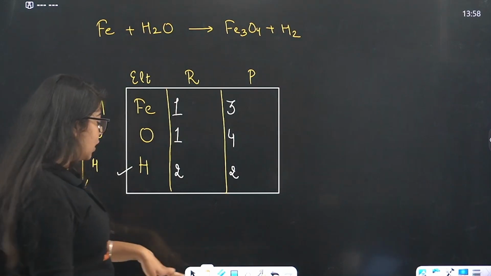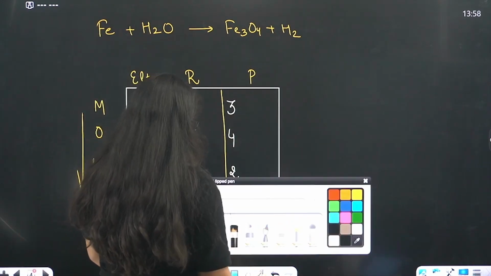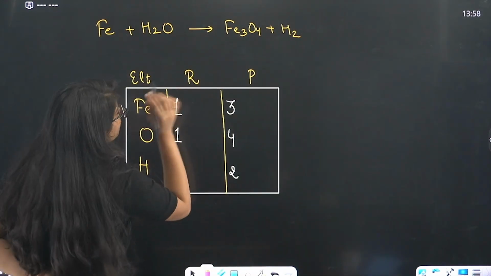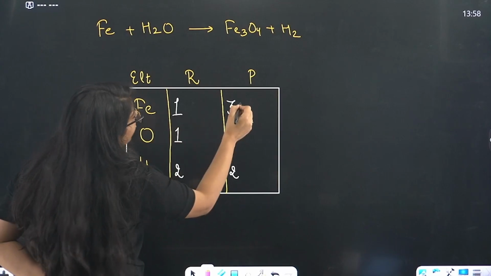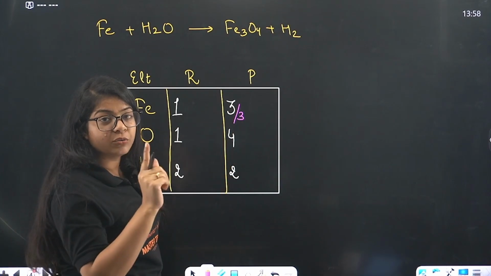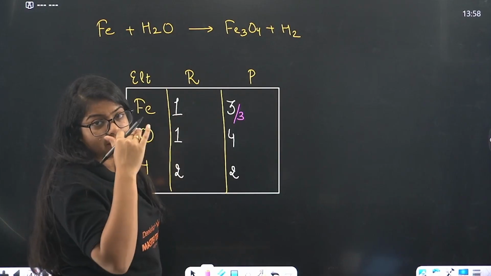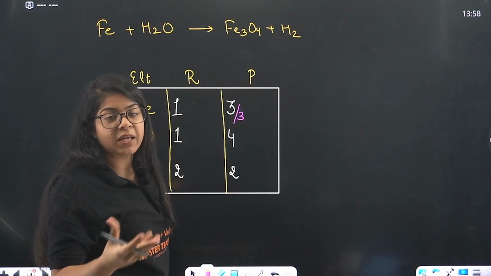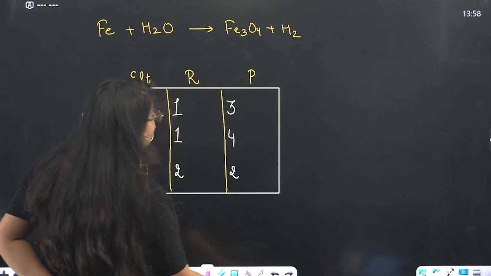So what will we do? Look at this very carefully, okay? Now, beta, this is 1, this is 3. Can I divide it by 3? No, I will not do that. Fractions are not possible whenever we are trying to balance something. We always have to keep them in whole numbers.